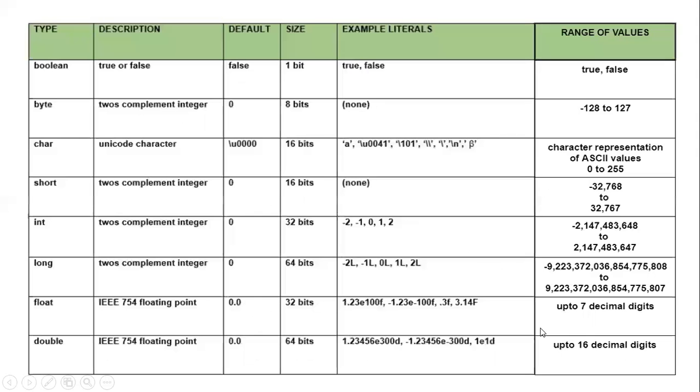Now see this table here. These are different data types, and this is just a description, and then this is the default value. Boolean has a default value of false. Byte has a default value of 0. Short has a default value of 0. Int has a default value of 0. And these are the different sizes of these data types, and these are example literals which are given here. And this is the range according to the size taken in the memory. This is the range of these different data types.